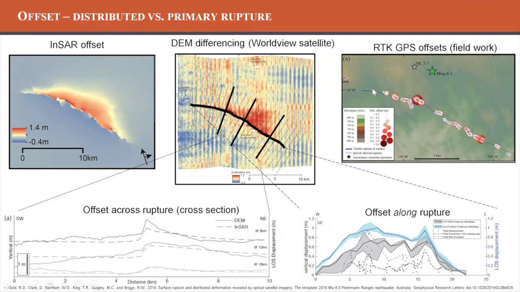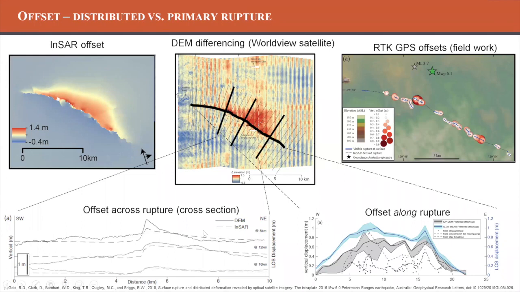And we compared it with GPS offsets that we took. Dan Clark from Geoscience Australia went out into the field with an RTK GPS, and he took spot measurements on the top of the hanging wall and on the bottom of the footwall, and he differenced those to get vertical offset measurements. And so we compare these remote sensing techniques with the field techniques.